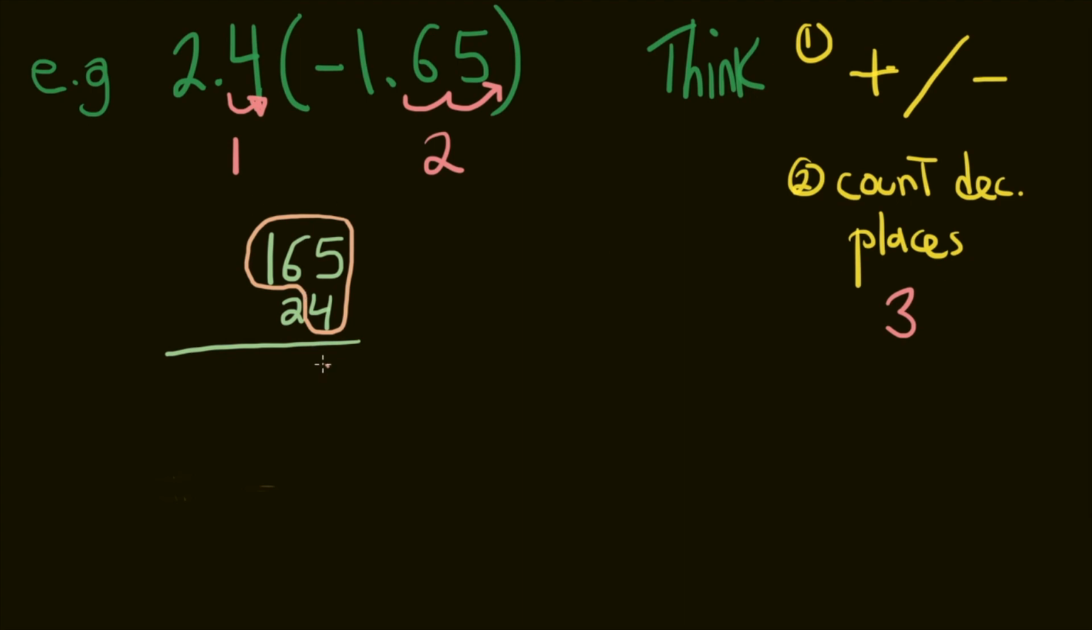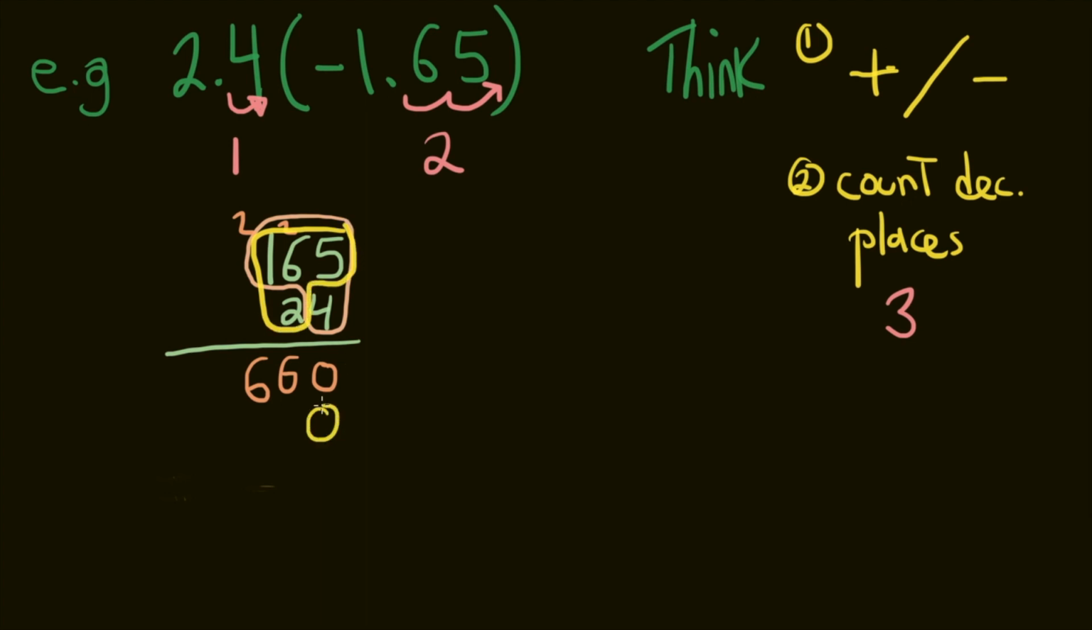5 times 4 is 20. I carry a 2. 6 times 4 is 24 plus 2 is 26. I carry a 2. 1 times 4 is 4 plus 2 is 6. So there we go. I'm going to go and add a 0. Now, because I'm going in the second line now, so now I'm multiplying 165 by 2.